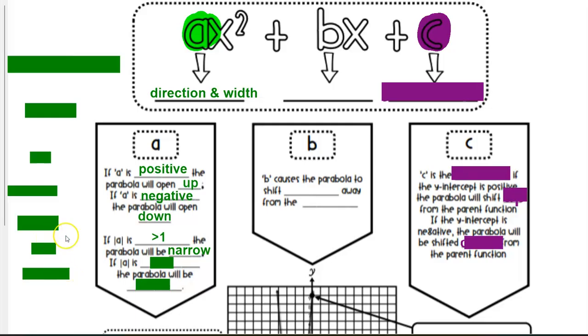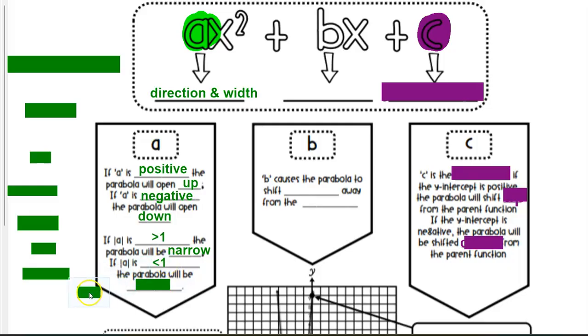So if you look at an example, like the absolute value of 2 is 2, which is greater than 1. So if your a value is a positive 2, your parabola will be narrow, compared to the parent function y equals x squared. Now, the absolute value of negative 2 is positive 2 as well. Remember, absolute value is distance from 0. It's always positive. So if our a value is negative 2, that means our parabola will open down, but it's still going to be narrow because its absolute value is greater than 1.